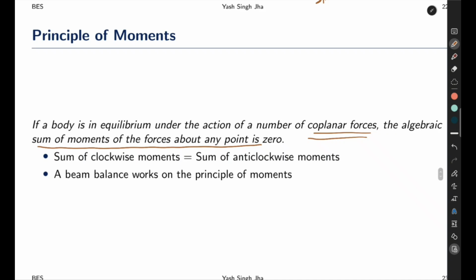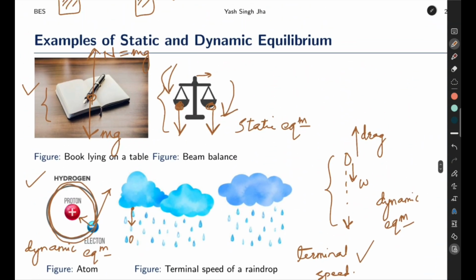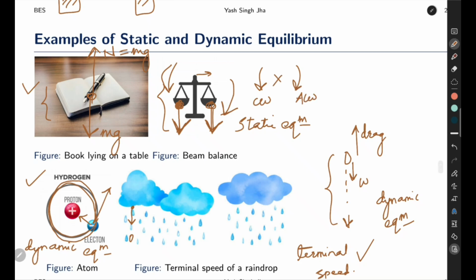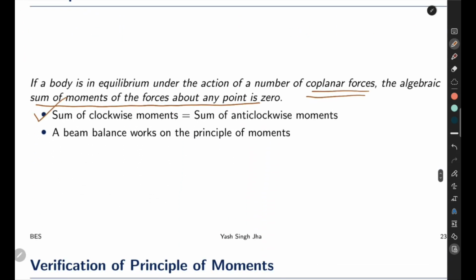Like we saw in the weighing scale, there is a force acting here and here, but they produce equal and opposite anti-clockwise and clockwise moments, which cancel each other out. So the sum of clockwise moments equals the sum of anti-clockwise moments. Anti-clockwise moments are positive and clockwise are negative, so their addition cancels out and we attain 0 as the algebraic sum. A beam balance works on the principle of moments.